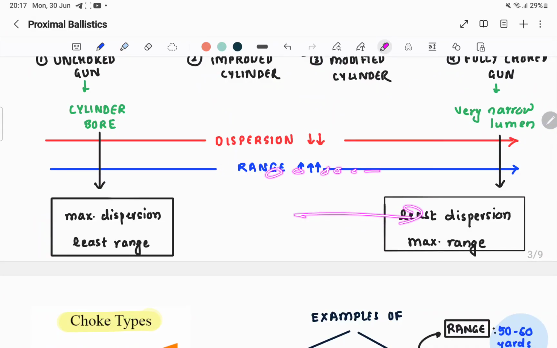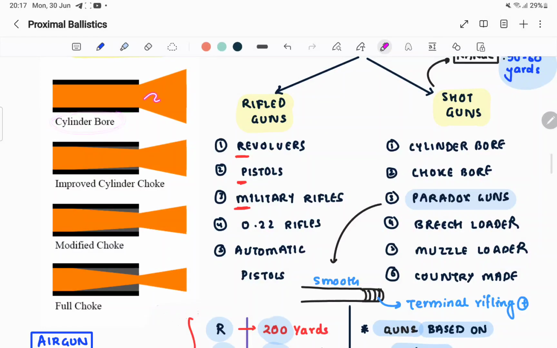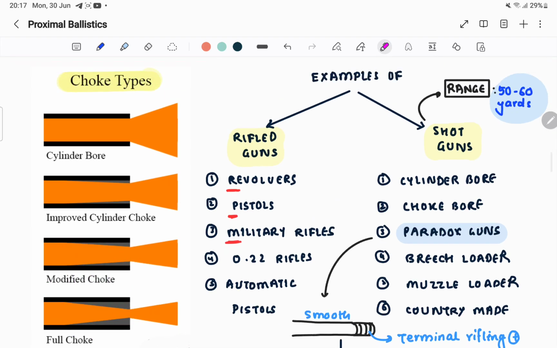It will be streamlined and range will improve, right? So look at this cylinder bore, no choking at all. Improved cylinder, some choking. Modified choke, more choking. Fully choked, very narrow lumen. You can see very narrow lumen.